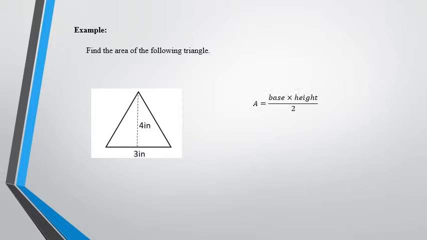Okay, so area of a triangle is base times height divided by 2. The base of this triangle is 3, the height is 4. So 3 inches times 4 inches is 12 square inches. Remember, when we do inches times inches, it becomes inches squared. So 12 square inches divided by 2, well, 12 divided by 2 is 6. So the area of this triangle is 6 square inches.